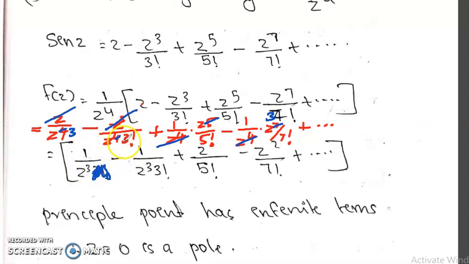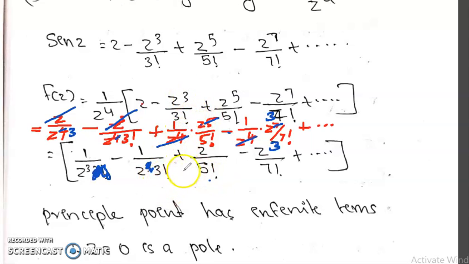Minus 1 by z into 3 factorial, plus z by 5 factorial minus z cube by 7 factorial plus etc. So eliminating, you get this.